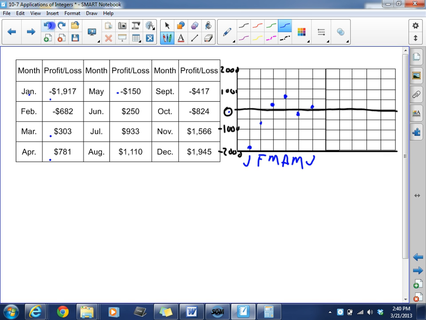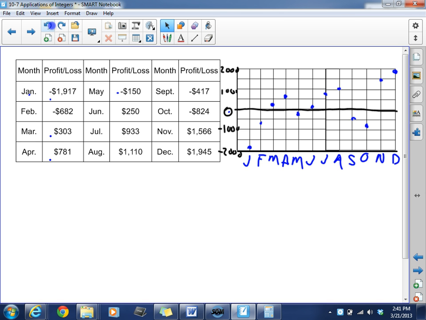July, $900, so another J, $900, so that's going to be actually closer to $1,000, so it's going to be up there. August, I actually broke 1,000, so we're going to put our A right about there. September, negative 400, so S, so it's going to be pretty close to that. October, negative $820, so back there. November, so that's October, November, and then December. So November was at 1,000, so we're all the way up to here. And then in December, they almost broke the 2,000, to way up there.